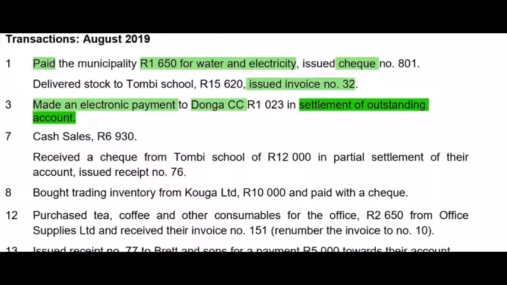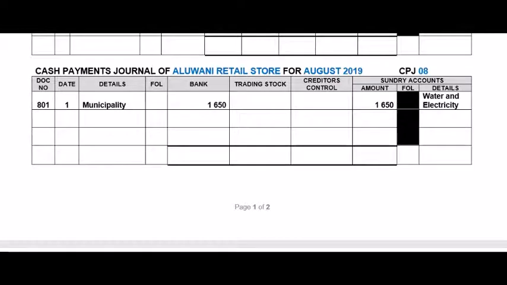Okay, because there are no creditors numbers and this is the first interaction with a creditor in this exercise, I just made Donga CC creditor number 1. In the CPJ, you would say bank statement because we made an electronic payment. On the 3rd, to Donga CC, because we are paying back a creditor, we have to use this folio column and call them creditor number 1. The value must go to bank and we're paying back a creditor, so it goes to creditors control.